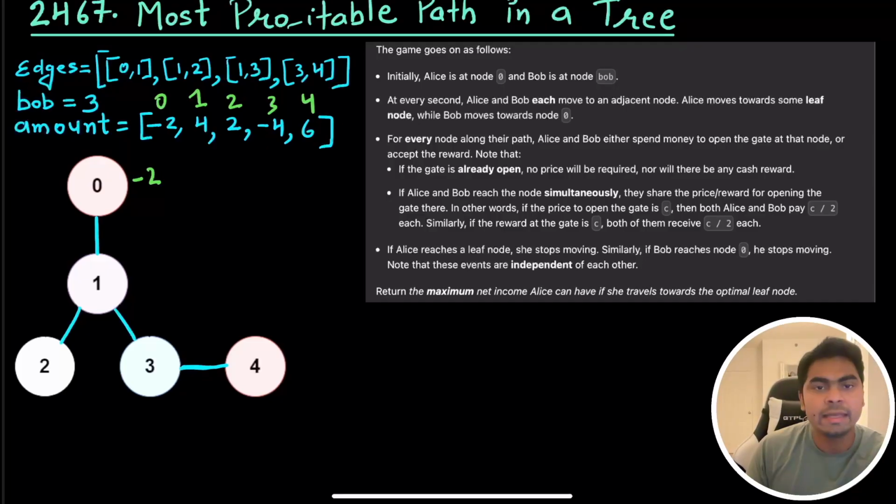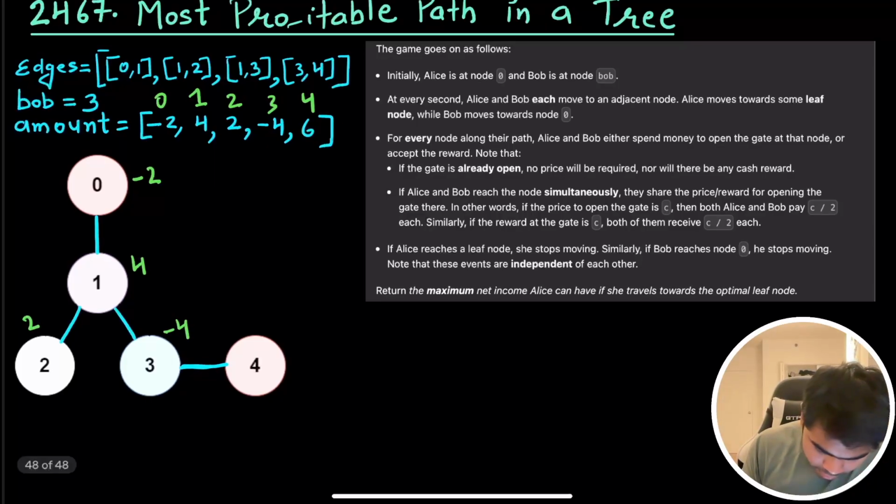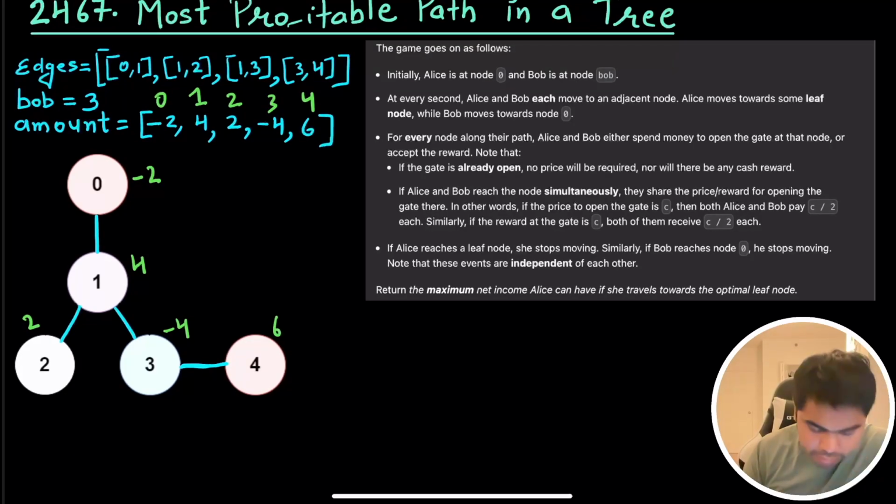If it was positive, then they get that dollar. If 2 players get there at the same time, the amount will be halved if it's a gain, and the same goes if it's a loss, then they both pay equally after dividing it by 2. So let's complete this. Node 1 is 4, positive, node 2 is 2, node 3 is -4, again negative, and node 4 is 6. We have labeled the price associated with each node that will cost the user or give them the gain.